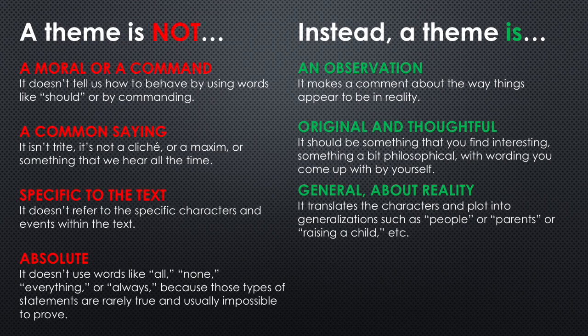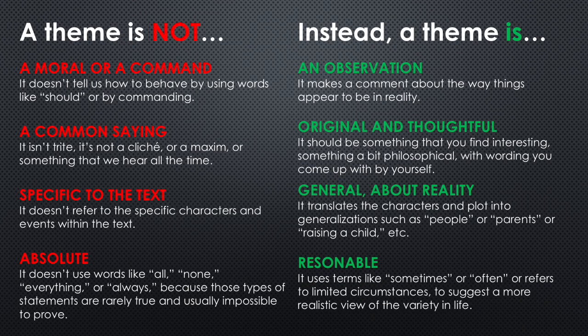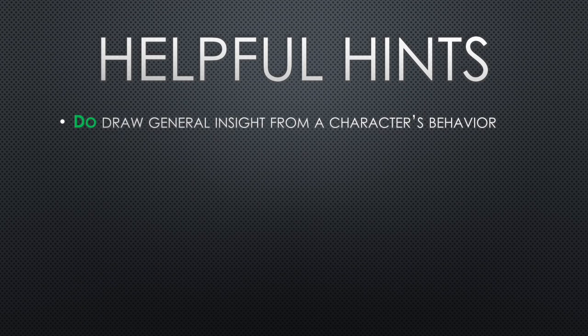A theme is not absolute. It doesn't use words like all or none or everything or always, because those types of statements are rarely true and usually impossible to prove. Instead, a theme is reasonable. It uses terms like sometimes or often, or it refers to limited circumstances to suggest a more realistic view of the variety in life. So here are some helpful hints about theme.